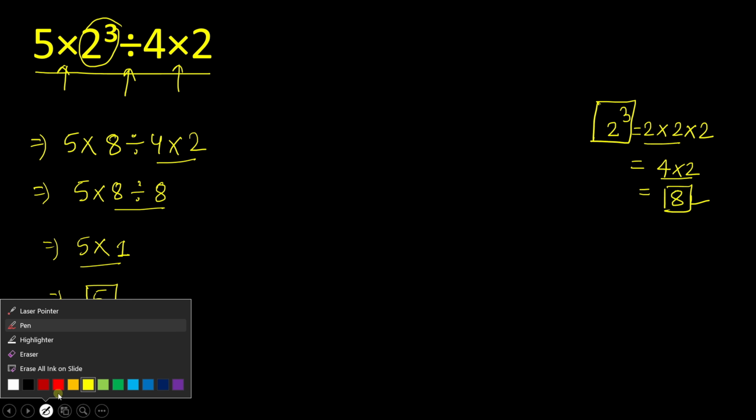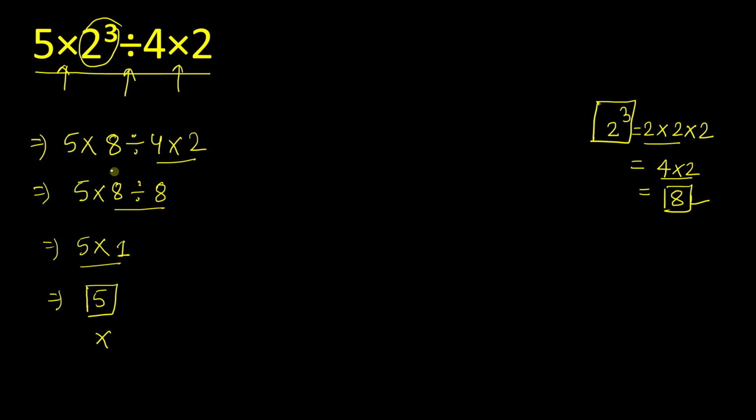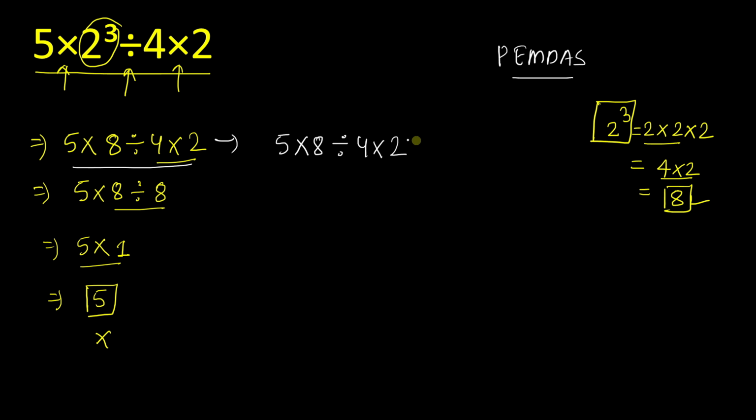So it's better to follow the order of operations, so you will never get the wrong answer. So we will rewrite our math expression: 5 times 8 divided by 4 times 2. And here, as we know, multiplication and division have the same priority, and in that case we have to solve left to right.